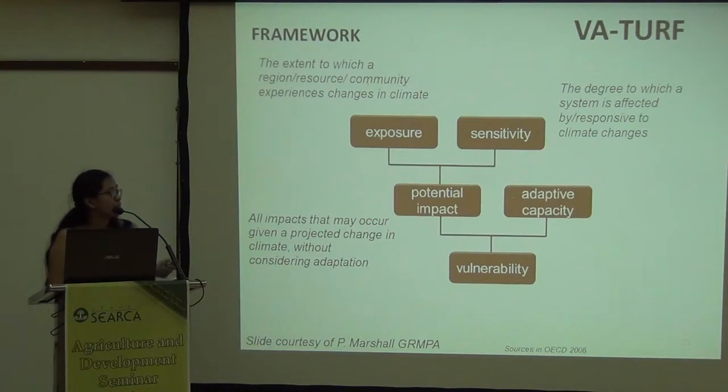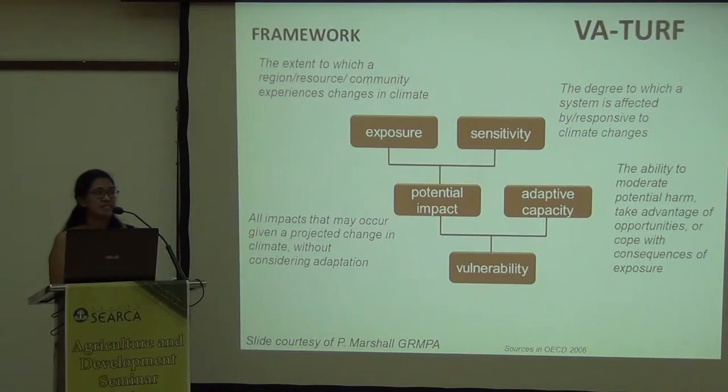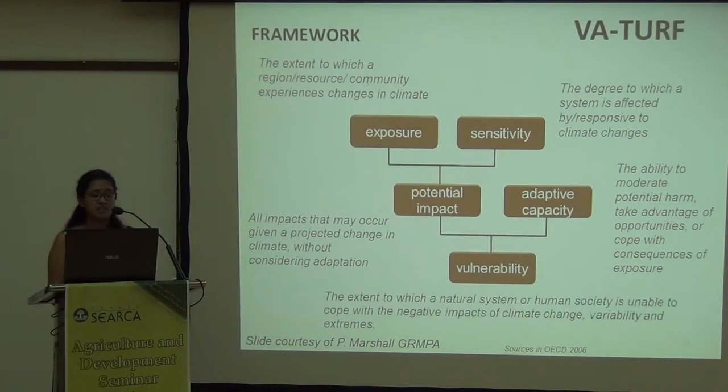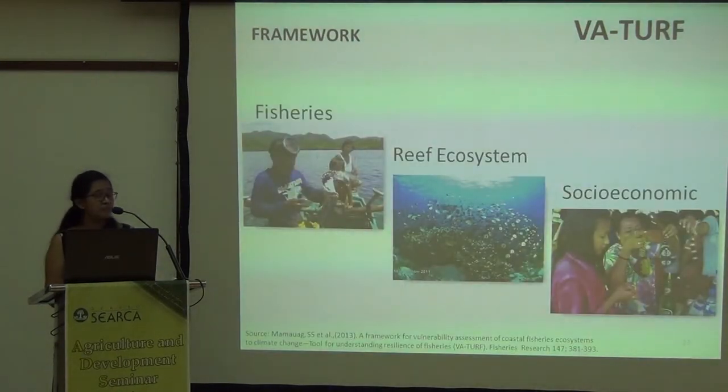But if we also consider the adaptive capacity, which is basically the capacity to adapt to changes, the net result is your vulnerability, which is defined as the extent to which a system is able to cope with negative impacts of climate change and extremes. So this tool, based on the IPCC framework, has three major components: fisheries, reef ecosystem, and socioeconomic.